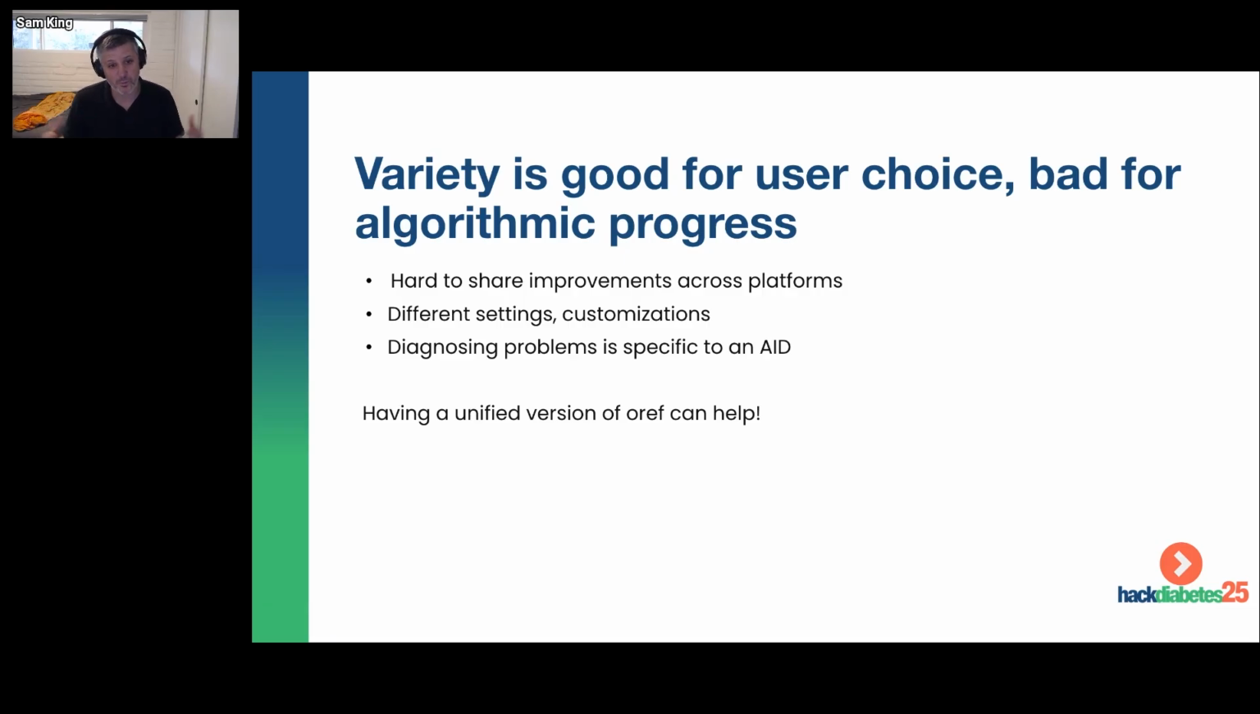If there's a problem in one of the implementations, it's really hard to tell if it's also present in another implementation. And so although the variety of AIDs is a good thing, I think currently we have some work to do from the algorithmic perspective, where we can really take advantage of the community and all work together to try to improve the algorithm.